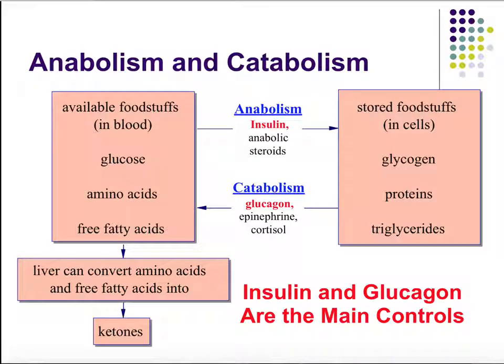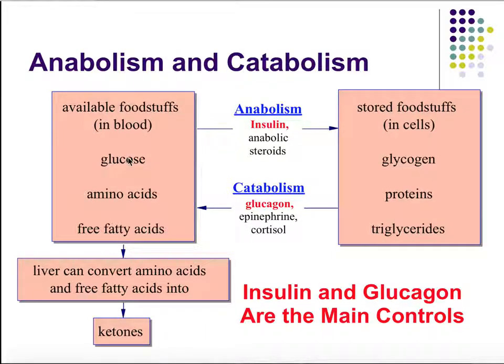So anabolism and catabolism. The process of anabolism, or anabolic pathways, is to build up. What we're going to do is take individual foodstuff, in this case glucose, amino acids, and free fatty acids. These are solutes that are dissolved in the blood, and when we want to build them up and store them, we will do that in our cells.